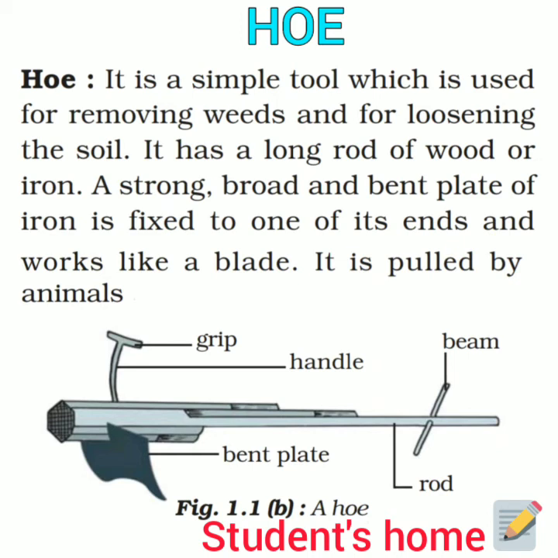Okay class, now you can see in the picture, from the right side, there is a beam, then there is a rod, then there is a handle, then there is a grip on the top, and there is the bent plate. So this is known as the hoe.